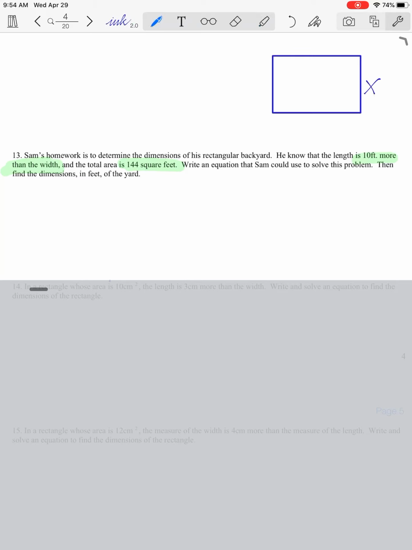So I know the first thing I do, one side has to be x. Always make it x. And after my highlighting, I know my length is 10 feet more than the width. So I have x plus 10. Now, I know area is length times width. So we did this yesterday. X times x plus 10 is going to equal 144. They gave it to me.